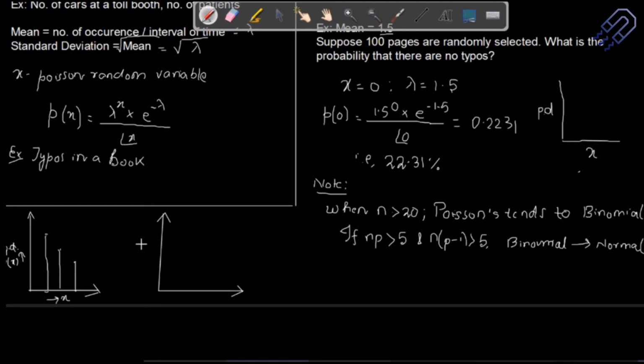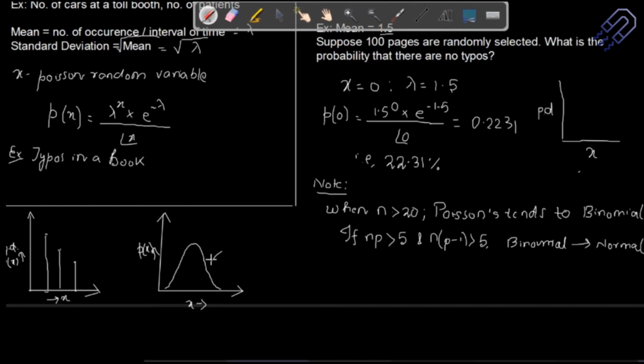If that happens, the graph will look like a normal distribution curve. So this is P(x) and this is x. If you have all seen a normal distribution curve, which is also called a bell-shaped curve, it will be something like this. This is normal.